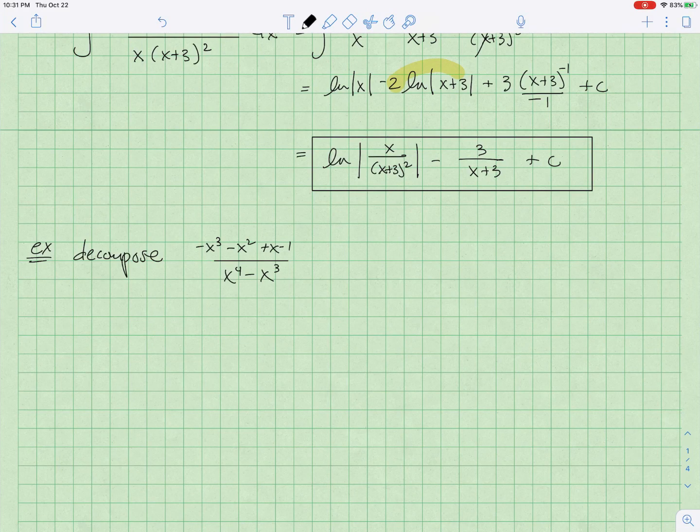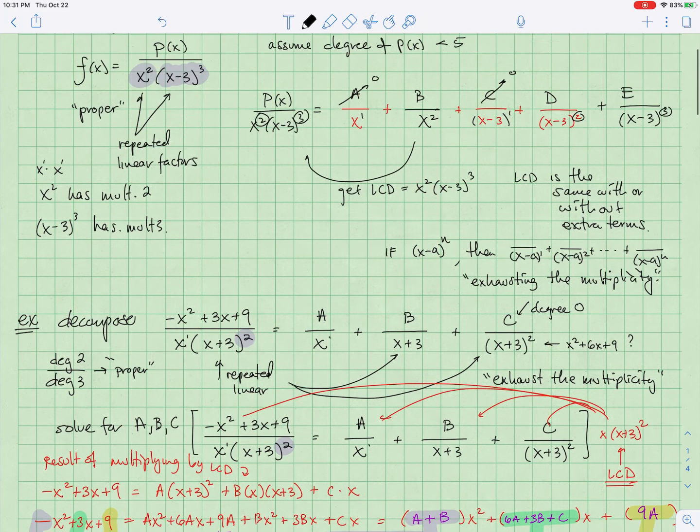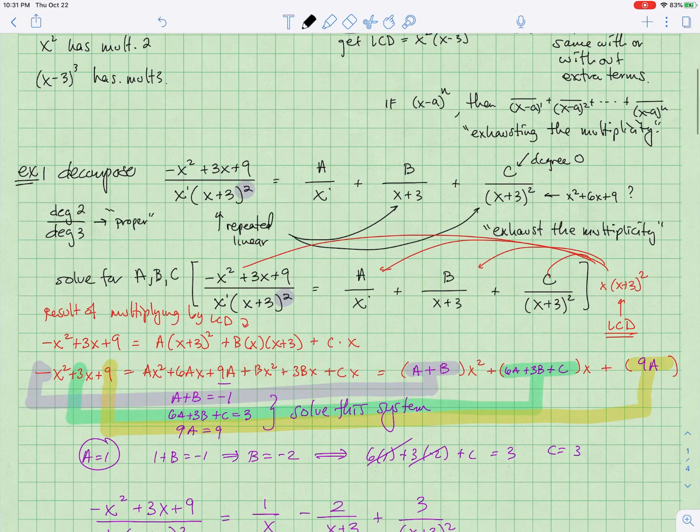All right, folks, let's do another example. What example is this? Am I even numbering them? Not even numbering them. Jeez.